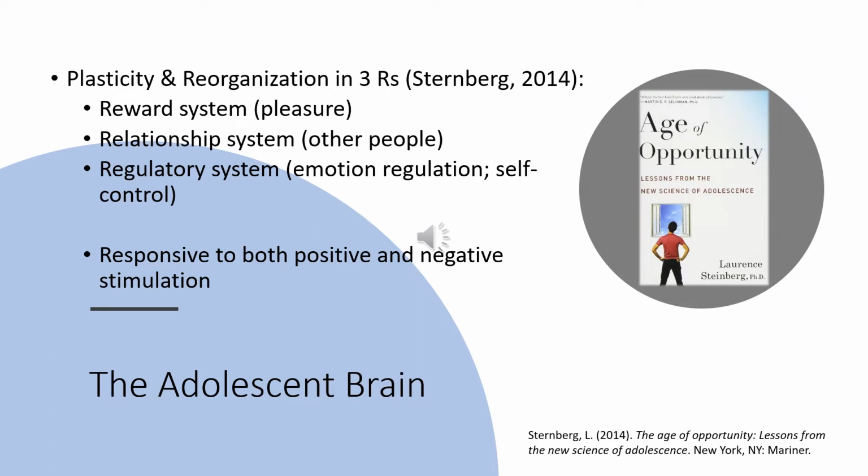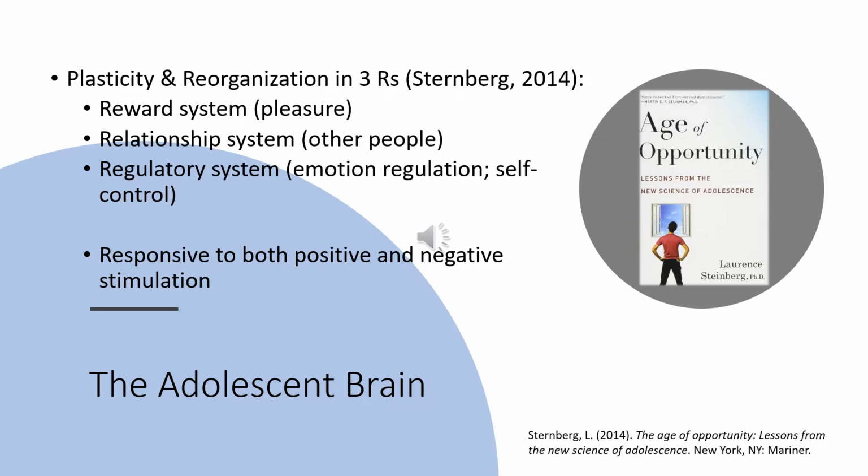So I'm drawing information on the adolescent brain from this excellent book by Laurence Steinberg called The Age of Opportunity, which I'd encourage you to read, and I encouraged my son to read some of too. So the brain is more about reorganization than growth, because generally we have reached adult levels of brain size prior to adolescence, but the brain is reorganizing itself.